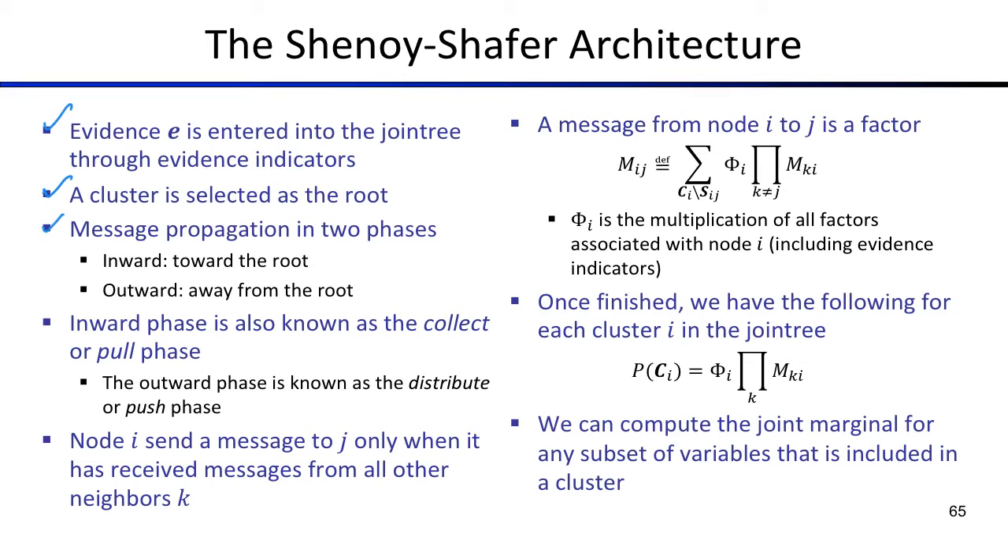A cluster is selected as a root, as a way to organize the message passing. We send the messages in two phases: inward, that is towards the root; and outward, that is away from the root. The inward phase is also known as the collect or pull phase, and the outward phase is also known as the distribute or push phase.